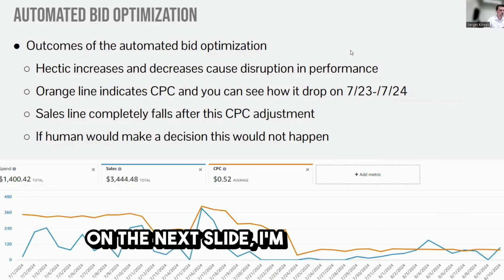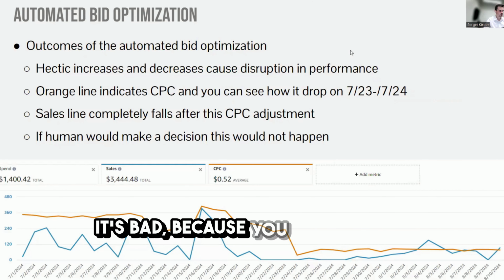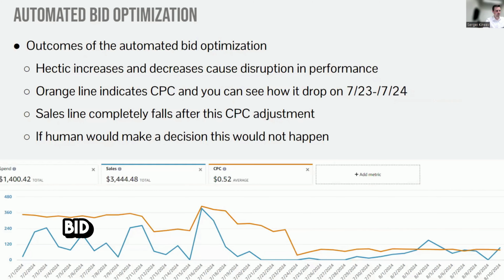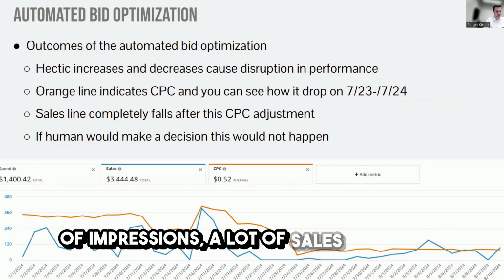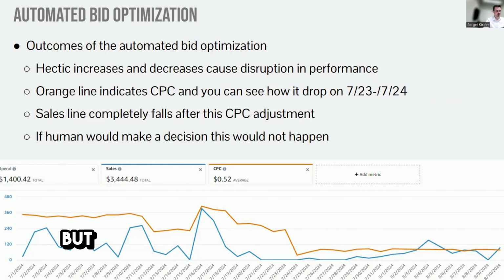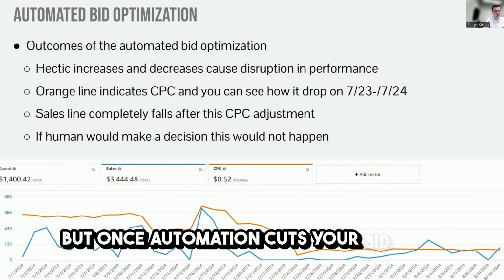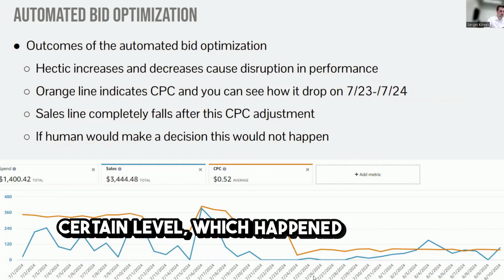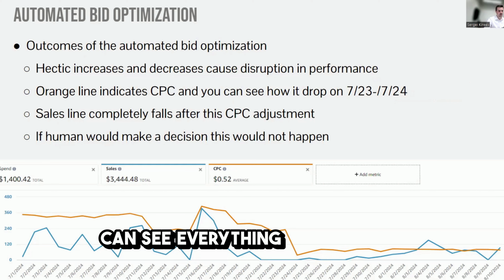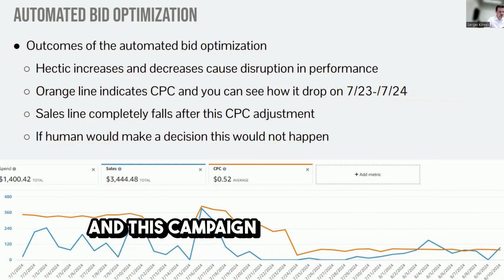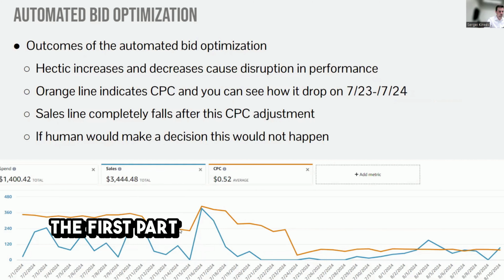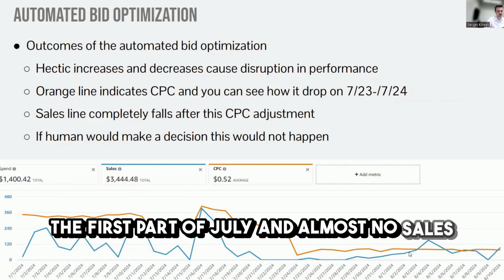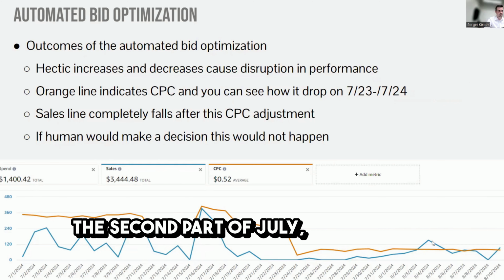On the next slide, I'm showing why it's bad, because you can see that sometimes your bid might be higher and you're getting a lot of impressions, a lot of sales and spend. But once automation cuts your bid until a certain level, which happened over here, you can see everything was cut off, right? And this campaign specifically was getting some decent sales in the first part of July and almost no sales in the second part of July, beginning of August.